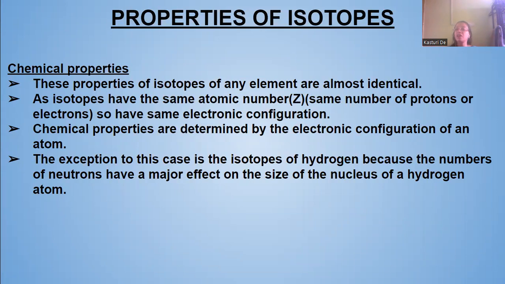The exception in this case is the isotopes of hydrogen, because the number of neutrons has a major effect on the size of the nucleus of a hydrogen atom. In hydrogen there is no neutron, but in deuterium there is a neutron, so its size increases, and tritium's size increases even more because of the presence of two neutrons. So the presence of neutrons increases the size of the hydrogen atom. Otherwise, the electronic configuration of all the isotopes is the same, and therefore the chemical properties are almost the same.